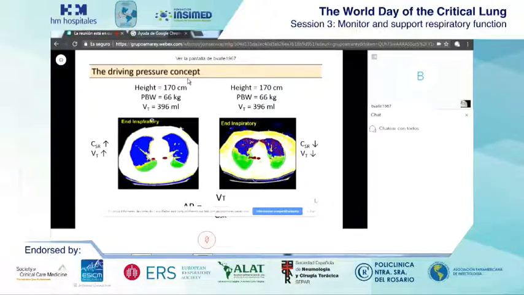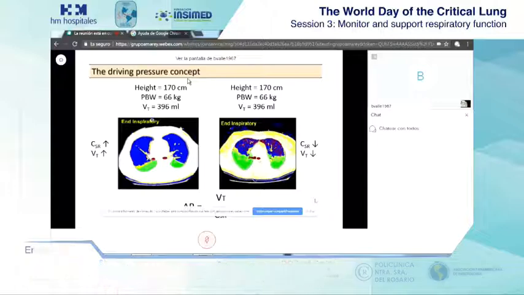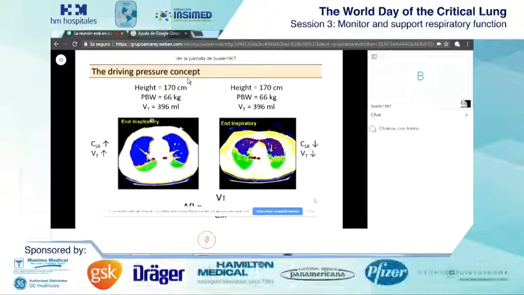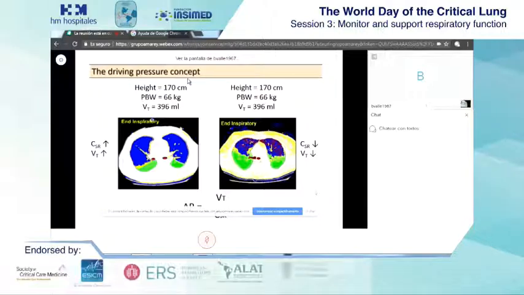So in more injured lungs, to keep a pre-established safe level of driving pressure, in lungs with a lower compliance, we have to reduce the tidal volume. So for different patients, with different levels of lung injury, to keep the same driving pressure, we have to choose different levels of tidal volume.